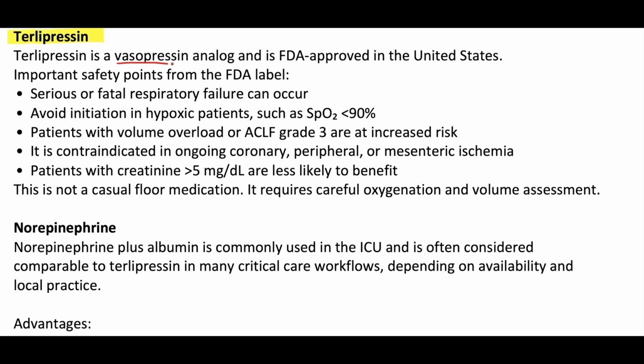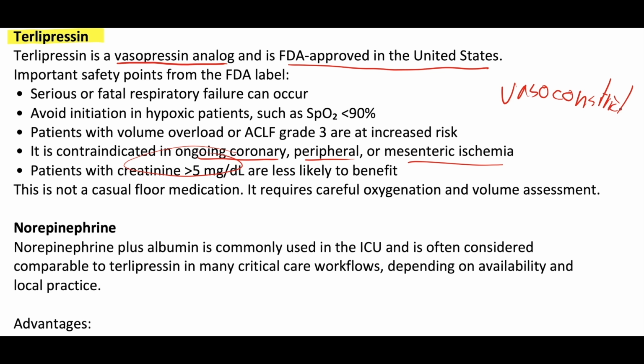Terlipressin is a vasopressin analog. It is FDA approved in the United States. It does have an FDA label for safety endpoints, and we have them listed here. Most of it is respiratory failure related. So it can cause serious or fatal respiratory failure, avoided in hypoxemic patients, avoided in patients with volume overload. It is contraindicated in ongoing coronary, peripheral, or mesenteric ischemia, or patients with super bad HRS with a creatinine greater than 5. What this does, though, is it causes that vasoconstriction.